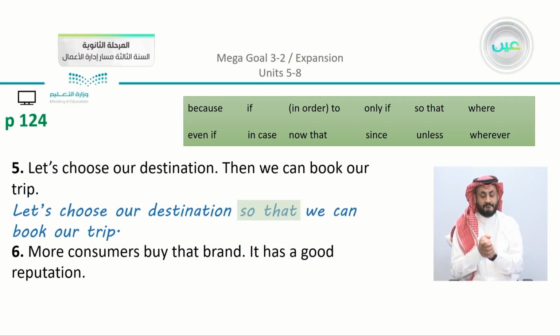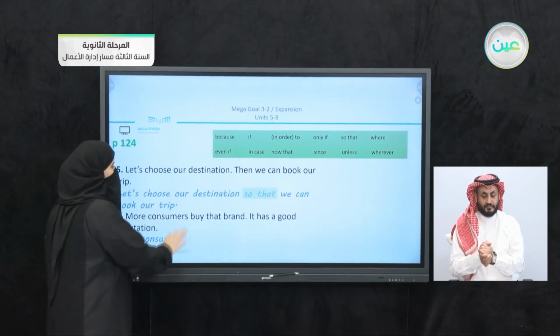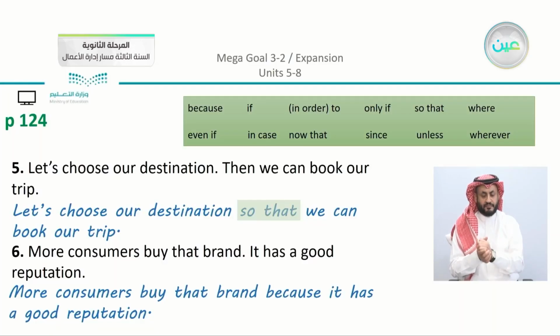Number 6, more consumers buy that brand. It has a good reputation. So we have here, why do these consumers buy this brand? Because it has a good reputation. So here we can see that there is reason. Now we can write our sentence, "More consumers buy that brand because it has a good reputation."